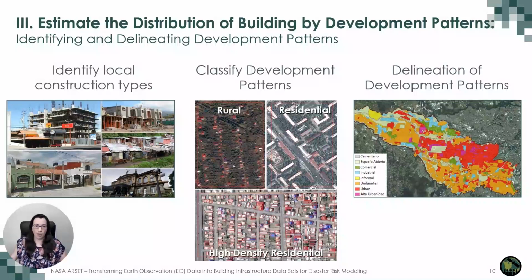Prior to the development pattern delineations, the building and population distribution for San Jose would have been evenly distributed throughout the administrative unit. But now the buildings are reallocated to the regions that are more consistent with the on-the-ground observations.